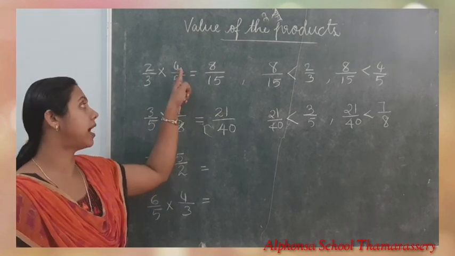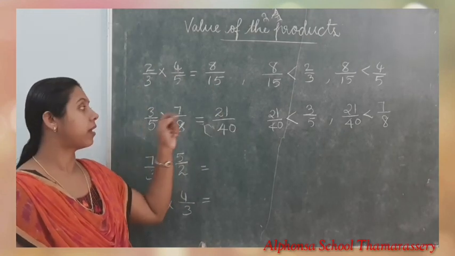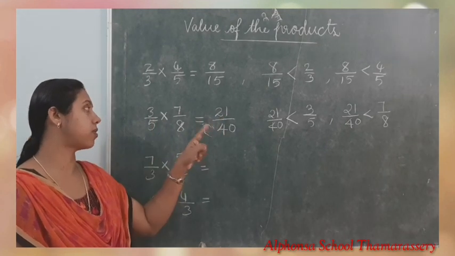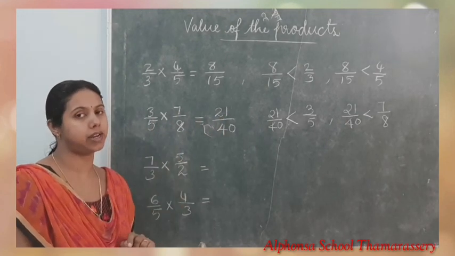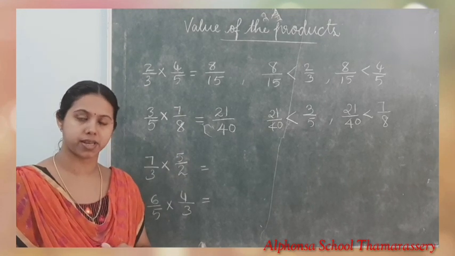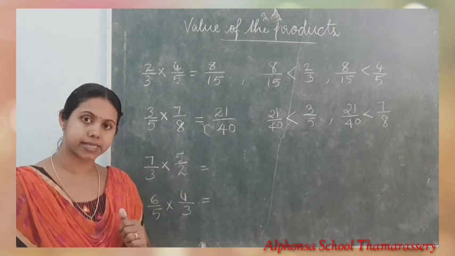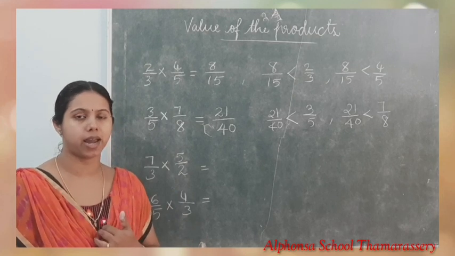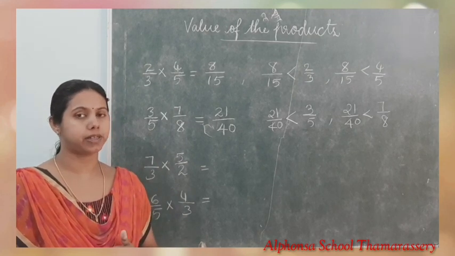Here 8 by 15 is less than 2 by 3. It's also less than 4 by 5. And 21 by 40 is less than 3 by 5. It's also less than 7 by 8. You know how to compare two fractions. You have to make the denominators the same, or you have to write the equivalent fractions. Then you have to compare them.